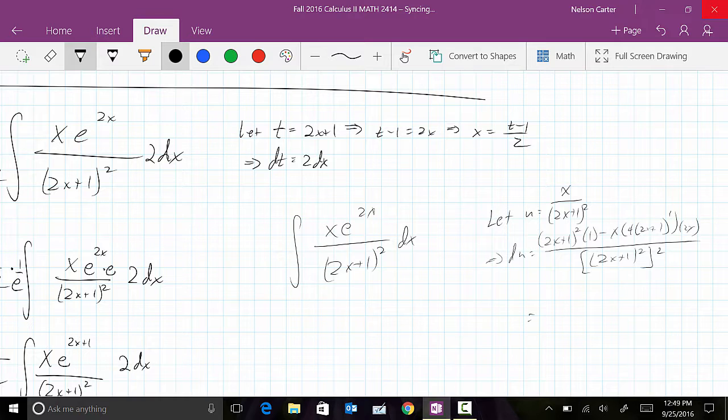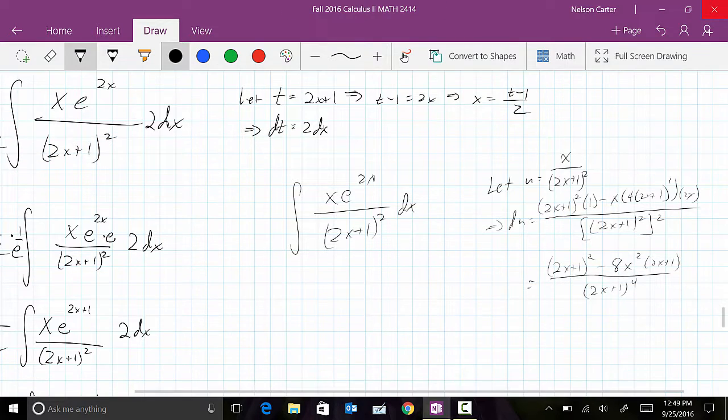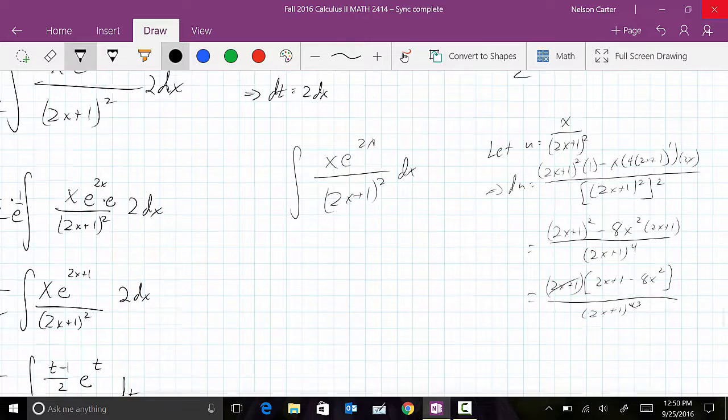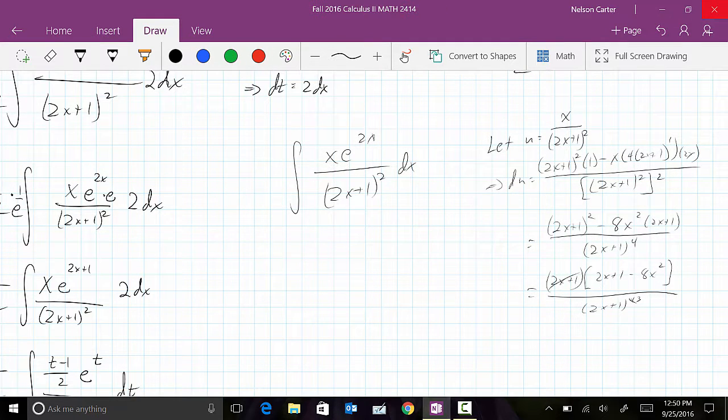Let's see. We get a (2x plus 1) all squared minus, okay, there's an x, there's an x, there's a 4, so this is 8x squared times (2x plus 1), and then it's all divided by (2x plus 1) to the power 4, and then you can pull out a (2x plus 1), and you'd be left with 2x plus 1 minus 8x squared, all divided by (2x plus 1) to the power 4, and then that cancels with one of those, and you still got all this mess of stuff. Yeah, you don't want to pick that for your u.